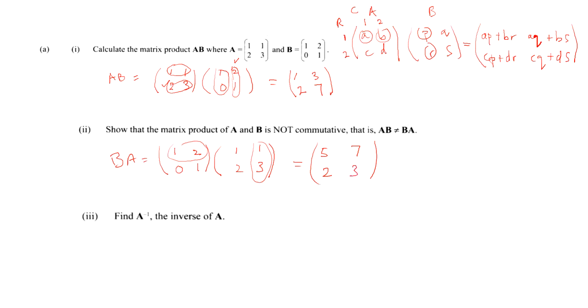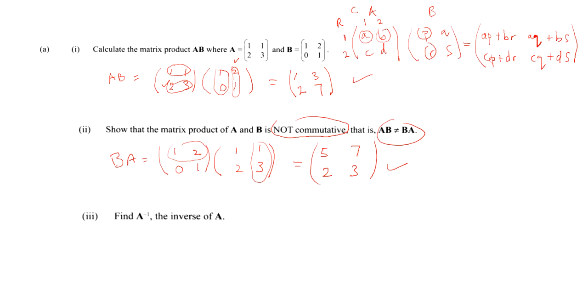So therefore, we've proven that the product of AB is not commutative, because we got two different answers. So this is what we've just proven: AB is not equal to BA.